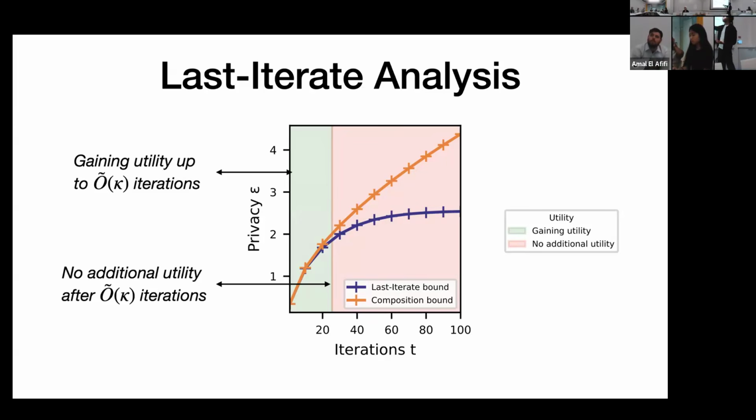After this point, composition and the last iterate bound diverge significantly. So as the number of iterations goes off into infinity, composition will in fact have infinite privacy loss. But this bound actually doesn't matter because we're not gaining anything in terms of utility by running the algorithm. So we have no reason to continue running, therefore we should stop here, meaning that we have no reason to deal with the huge back and forth provided by the last iterate bound.